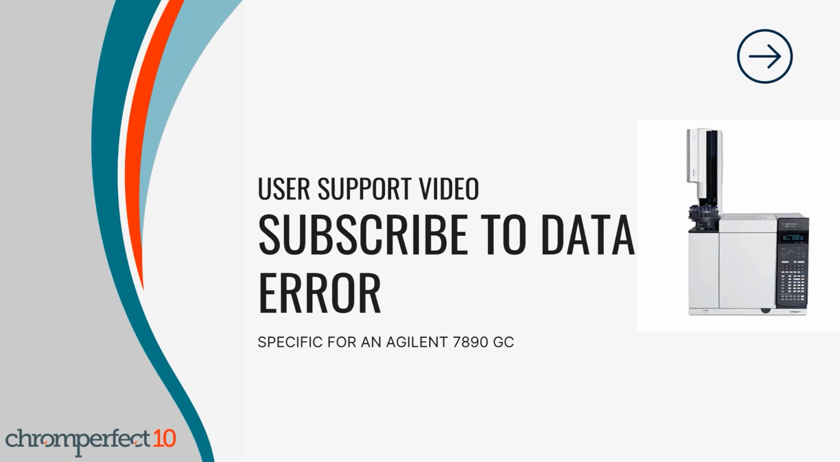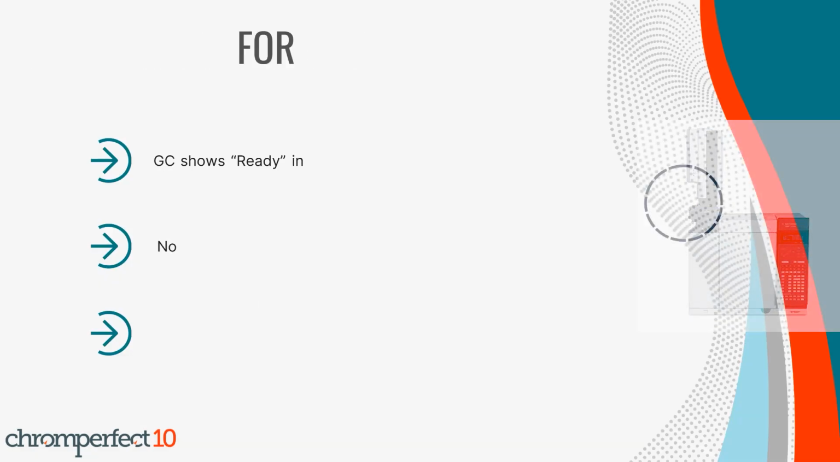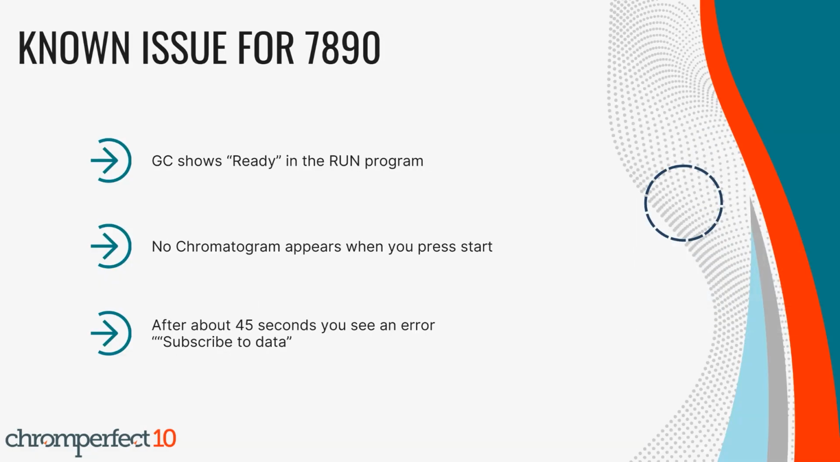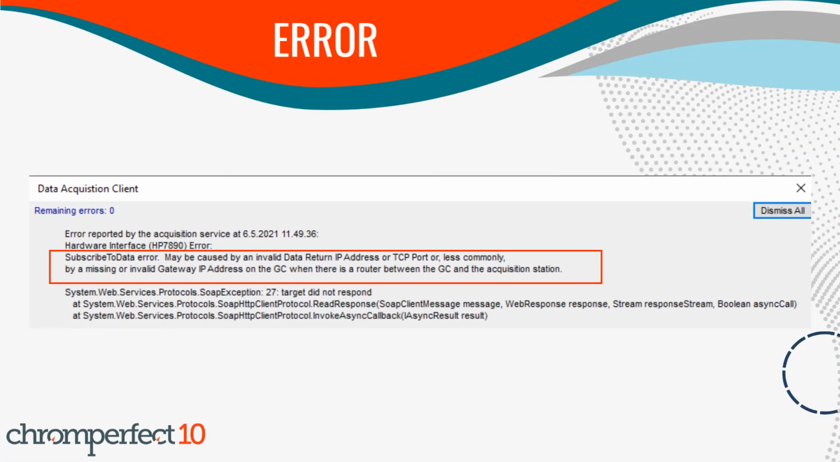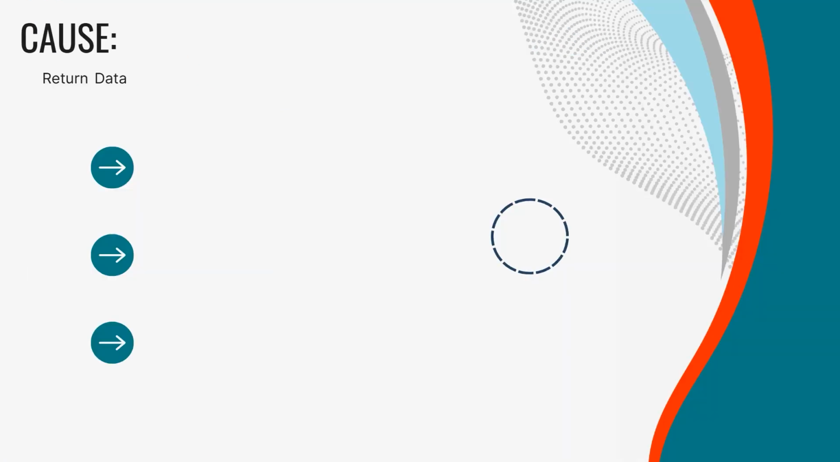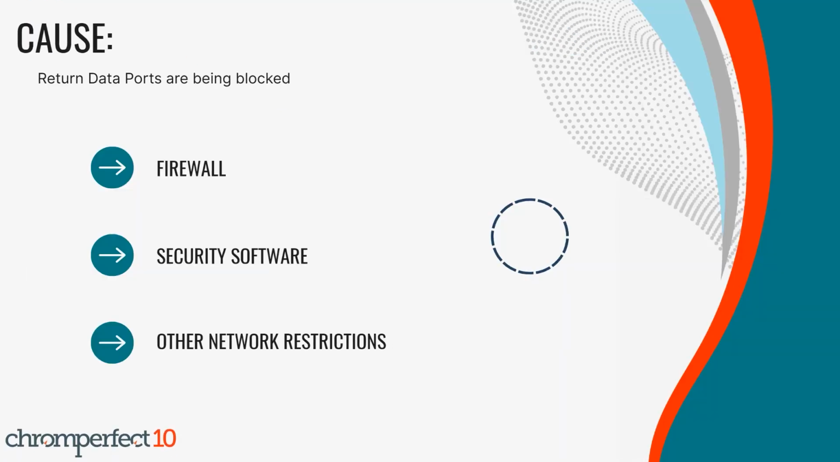If your Agilent 7890 shows ready in Chromperfect and you start a run but no chromatogram appears, and after 45 to 60 seconds you see an error which says, "Subscribe to data," this guide is for you. This error almost always means the return data ports are blocked by Windows, your firewall, or security software. Follow these steps in order to attempt to resolve this issue. Try running a test sample after each step.